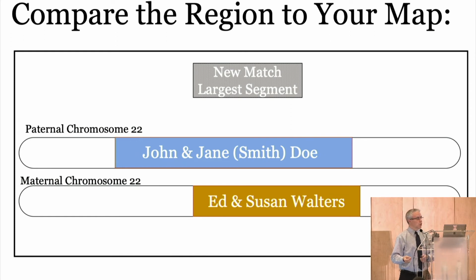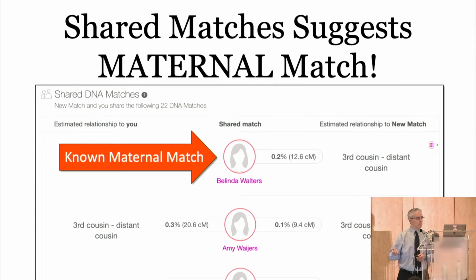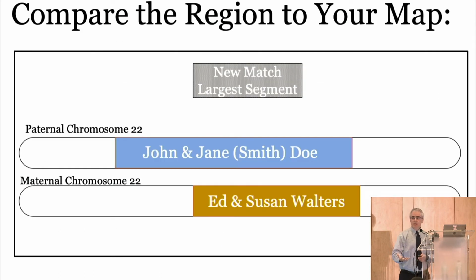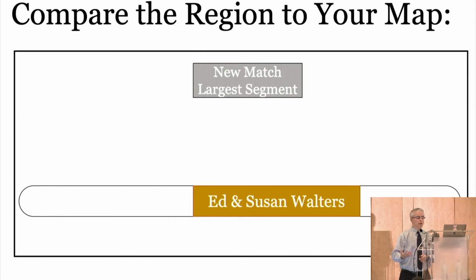Because I know from shared matching, this is a maternal match, right? My maternal first cousin showed up there, so I'm hypothesizing this is a maternal match. So what does that tell me? That tells me then that this has to be a maternal match. That also means I have to be related to this individual through Ed and Susan Walters. Now, based simply on shared matching and on the location of this DNA and my existing chromosome map, I now have a hypothesis about how I'm related to this particular match.